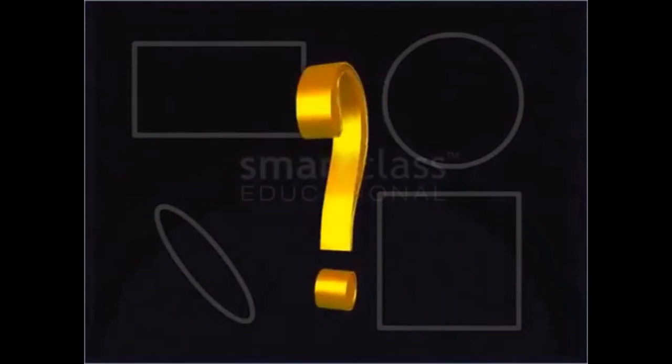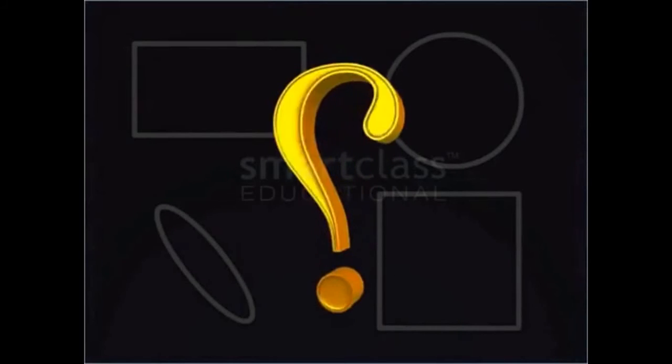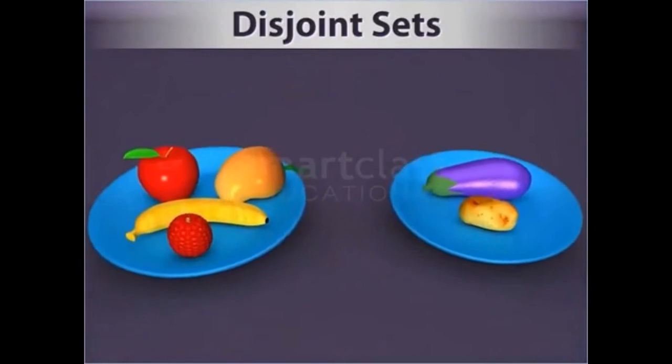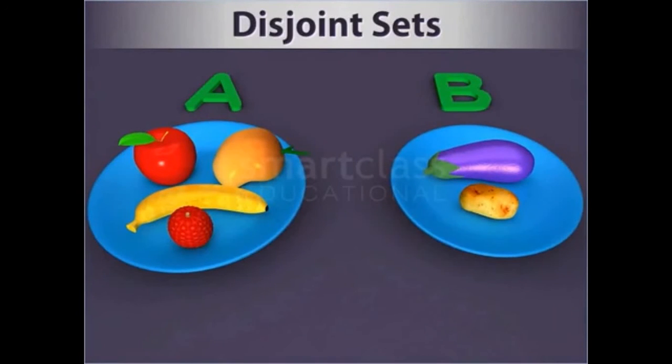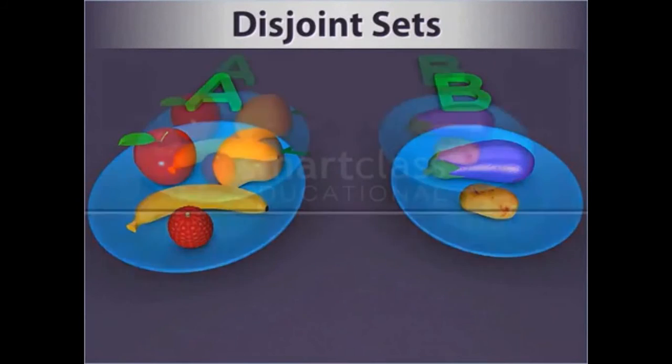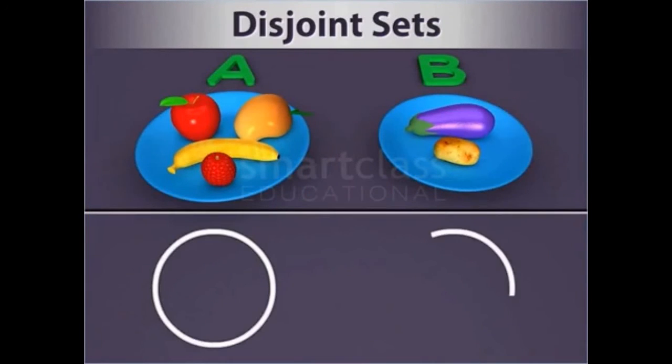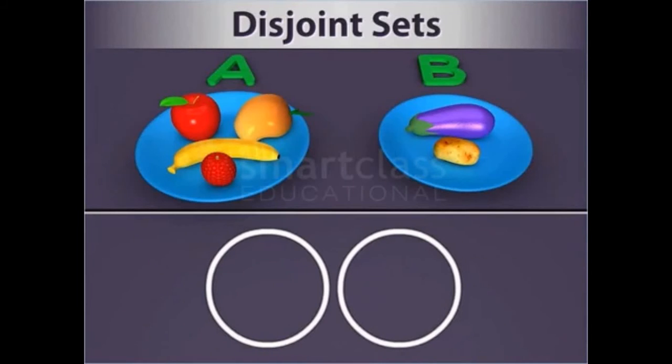Do you know that Venn diagrams are used to show relationships among sets? Consider two disjoint sets A and B. The disjoint sets are shown in a Venn diagram by drawing two separate geometrical figures close to each other and then naming them based on the sets they represent.